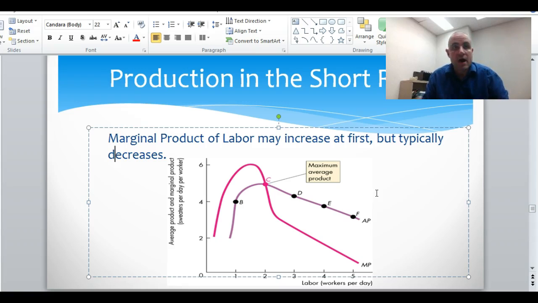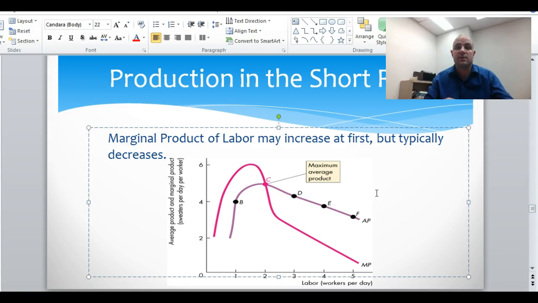So why is that? Does that mean that the third person was lazy? No. There's this fixed amount of capital. There's still just that one oven. And so because of that, there's only so much they can do. They'll be bumping into each other and they have to wait for the pizza to come out. They can put in as much as they want, but they can still have waiting there.